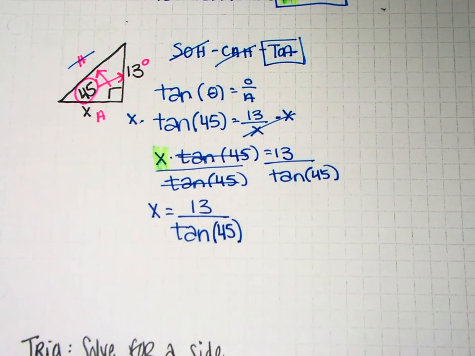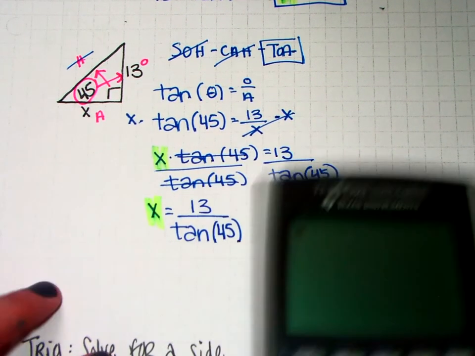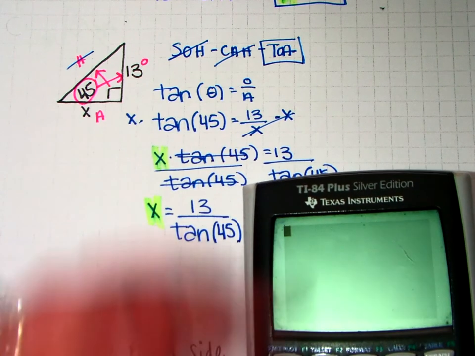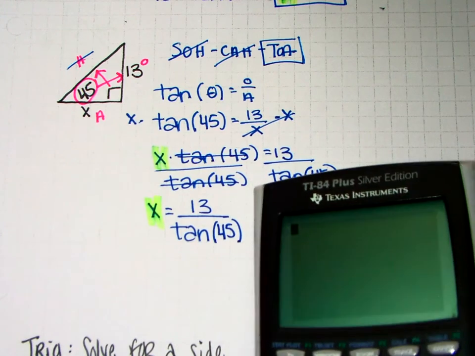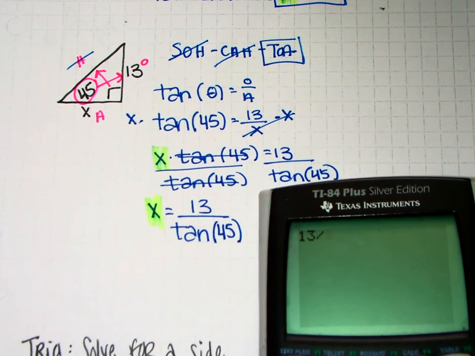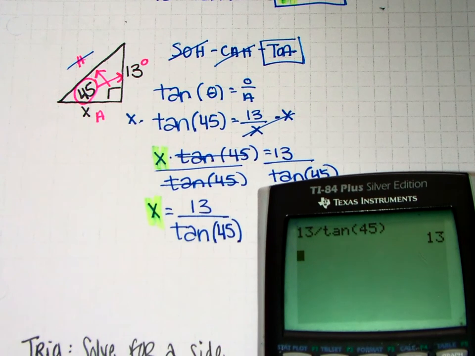X is now by itself, so that lets me know, okay, time to pick up my calculator, and I'm going to type it in exactly how I see it. So I've got, let me hold my calculator a different way. There we go. 13 divided by tangent 45, close parentheses, and we get a nice whole answer of 13.